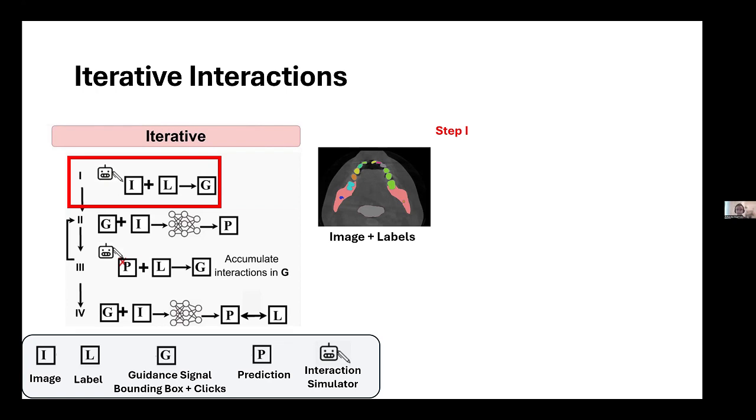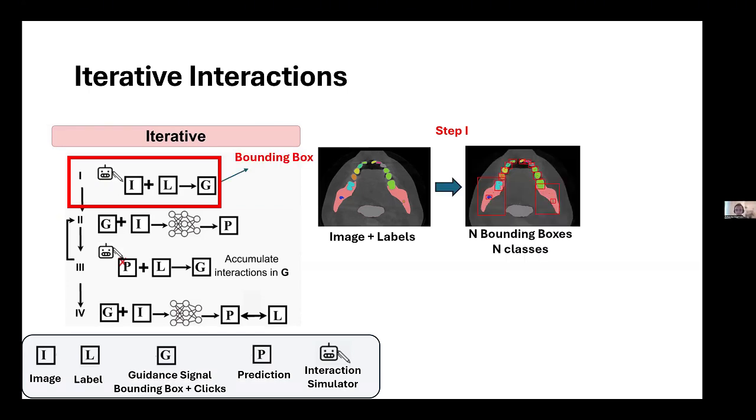The illustration of how we implement this is on the left here. The first step is to generate the initial interaction. That's a simulated bounding box, which is done for each of the classes in the image. So you start off with the image and the label, and then you generate the pre-computed bounding box. And that's part of the input of the image. So we start off with n bounding boxes for n classes. This is then provided to your models, and your model will produce a prediction.